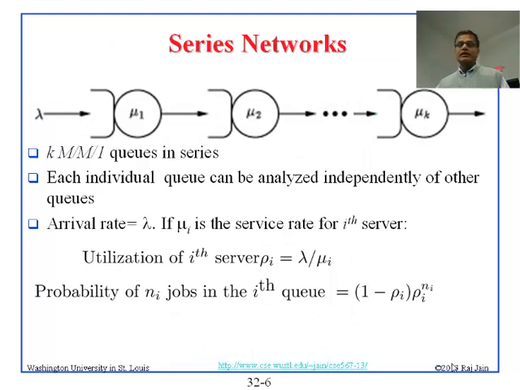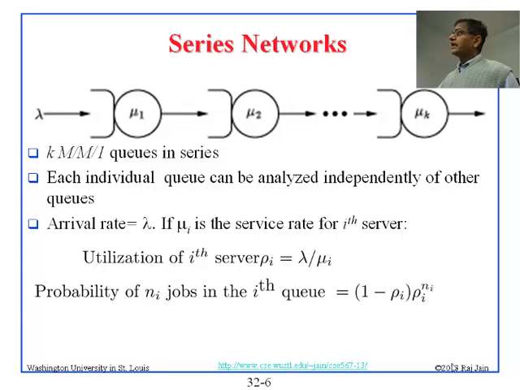So let's take a simple network. The simplest network would be a series network. You go to one queue, from there you go to the second queue, from there you go to the third queue. Now the interesting thing about this series network is that if the input is Poisson, what is the output here? Poisson, right. So everywhere it is Poisson. So even though there are many queues, you could analyze this queue independent of that queue and independent of that queue. So each queue can be analyzed independently.